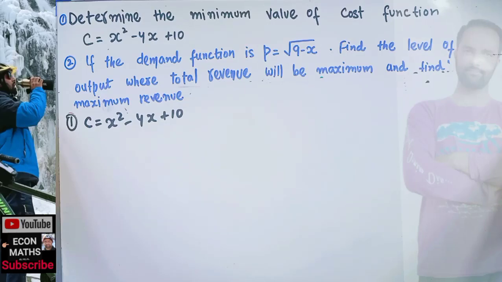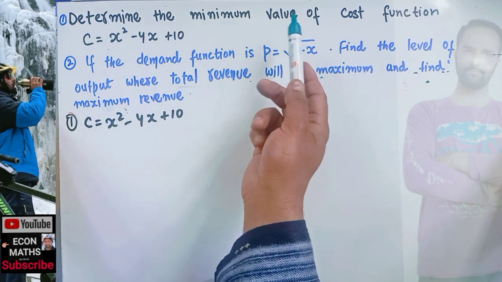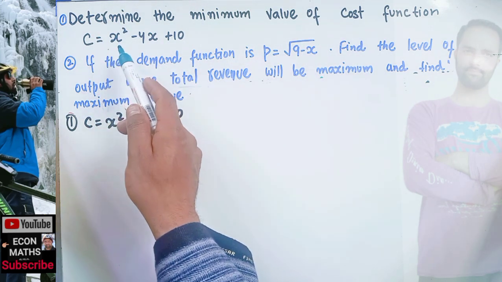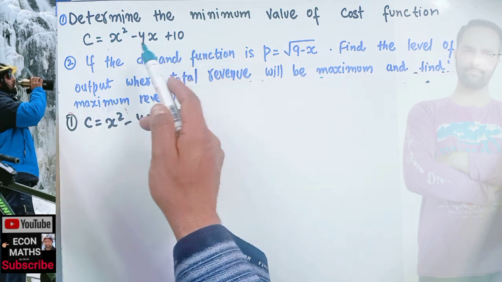In this video, we will learn how to find the minimum value of a cost function, and the second question will be to find the level of output where total revenue will be maximum from the demand function. Okay. So the first question is: determine the minimum value of the cost function C = x² - 4x + 10, where x denotes the output.